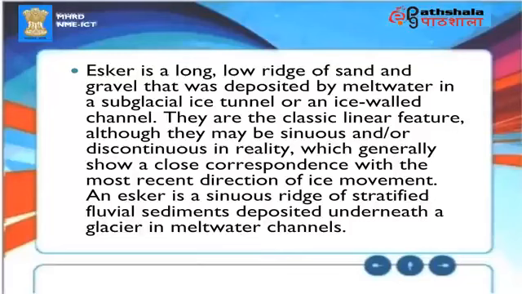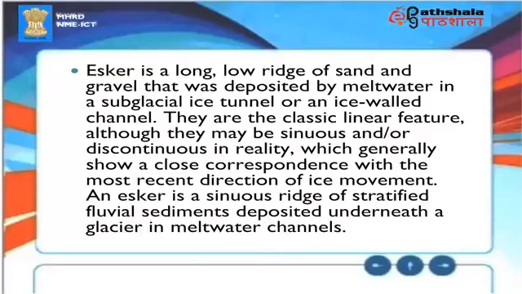Esker is a long, low ridge of sand and gravel that was deposited by meltwater in a subglacial ice tunnel or an ice-walled channel. They are the classic linear feature, although they may be sinuous and/or discontinuous in reality, which generally show a close correspondence with the most recent direction of ice movement.